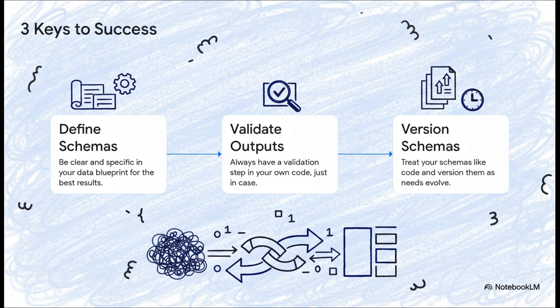Second, even with the model's guarantee, it's always smart to have a validation step in your own code. Just think of it as trust, but verify. It's how you build truly resilient systems. And third, treat your schemas like code. Version them. As your application's needs change and evolve over time, so should your schemas.